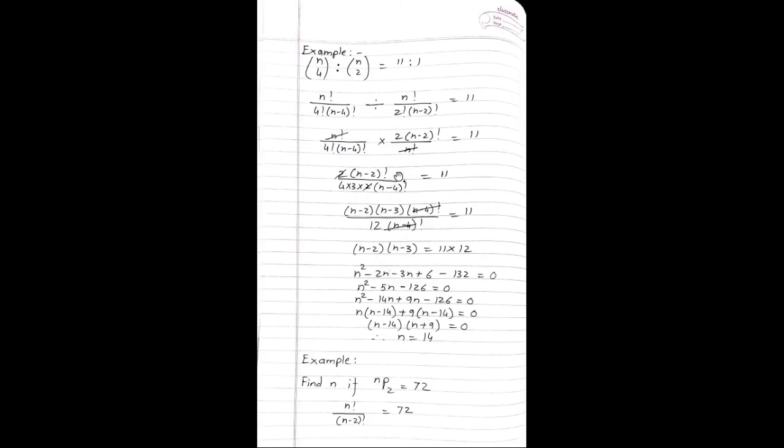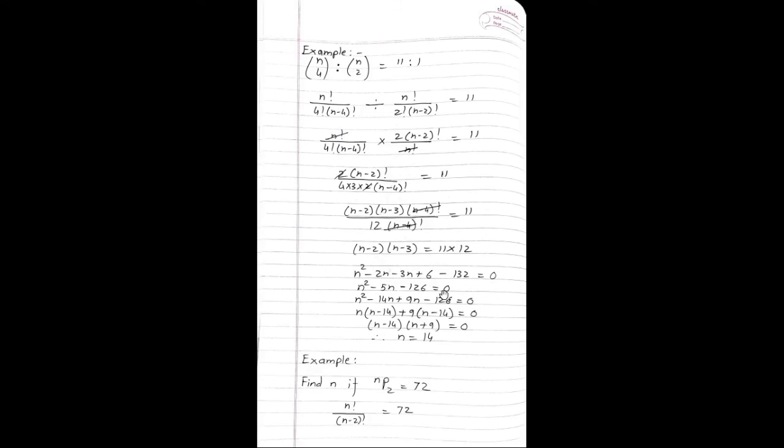Now (n minus 2) factorial can be written as (n minus 2) into (n minus 3) into (n minus 4) factorial, divided by 12 into (n minus 4) factorial. (n minus 4) factorial gets cancelled. So the remaining values are (n minus 2) into (n minus 3) is equal to 11 into 12. So this becomes a quadratic equation in terms of n. So n square minus 2n minus 3n plus 6 minus 132 is equal to 0. So n square minus 5n minus 126 is equal to 0.